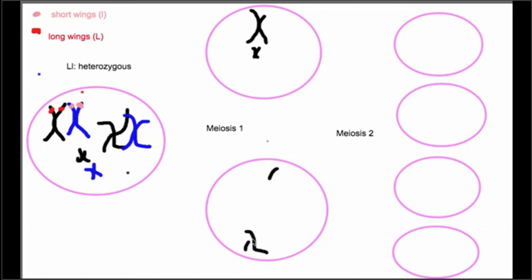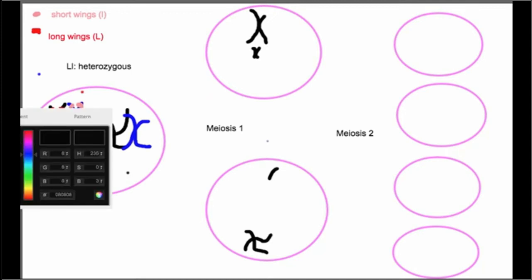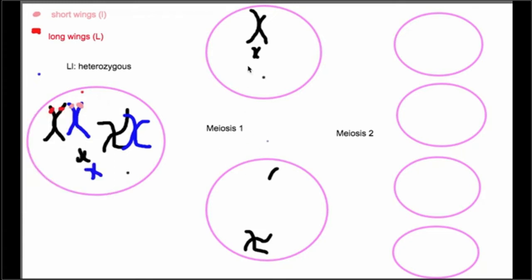So this is a little different than the crossing over event I showed before. The crossing over event I showed before was to the squiggly one. I'm not crossing over the squiggly one now. So I'm showing independent assortment. Maternal and paternal chromosomes don't always go to the same daughter cells.